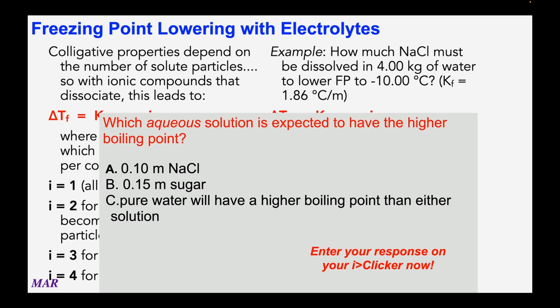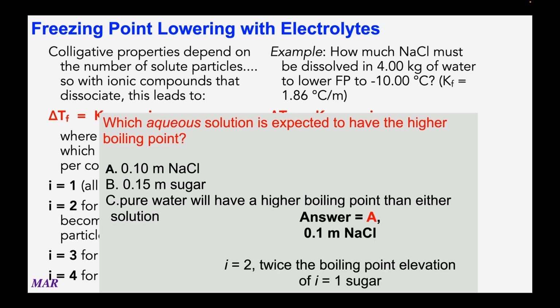However, sugar is a covalent molecule, all carbons, hydrogens, and oxygens, i factor of 1. But sodium chloride is ionic, and in water it's going to break up into Na+ and Cl-, an i factor of 2. So the i factor times the molality is what we should consider here to have the higher boiling point. For sugar, that would be 0.15 times 1, which is just 0.15, and that's high, but it's not as high as 0.10 times 2, the i factor for sodium chloride. So in reality, answer A, the 0.1 molal NaCl, should have a higher boiling point because of the i factor.